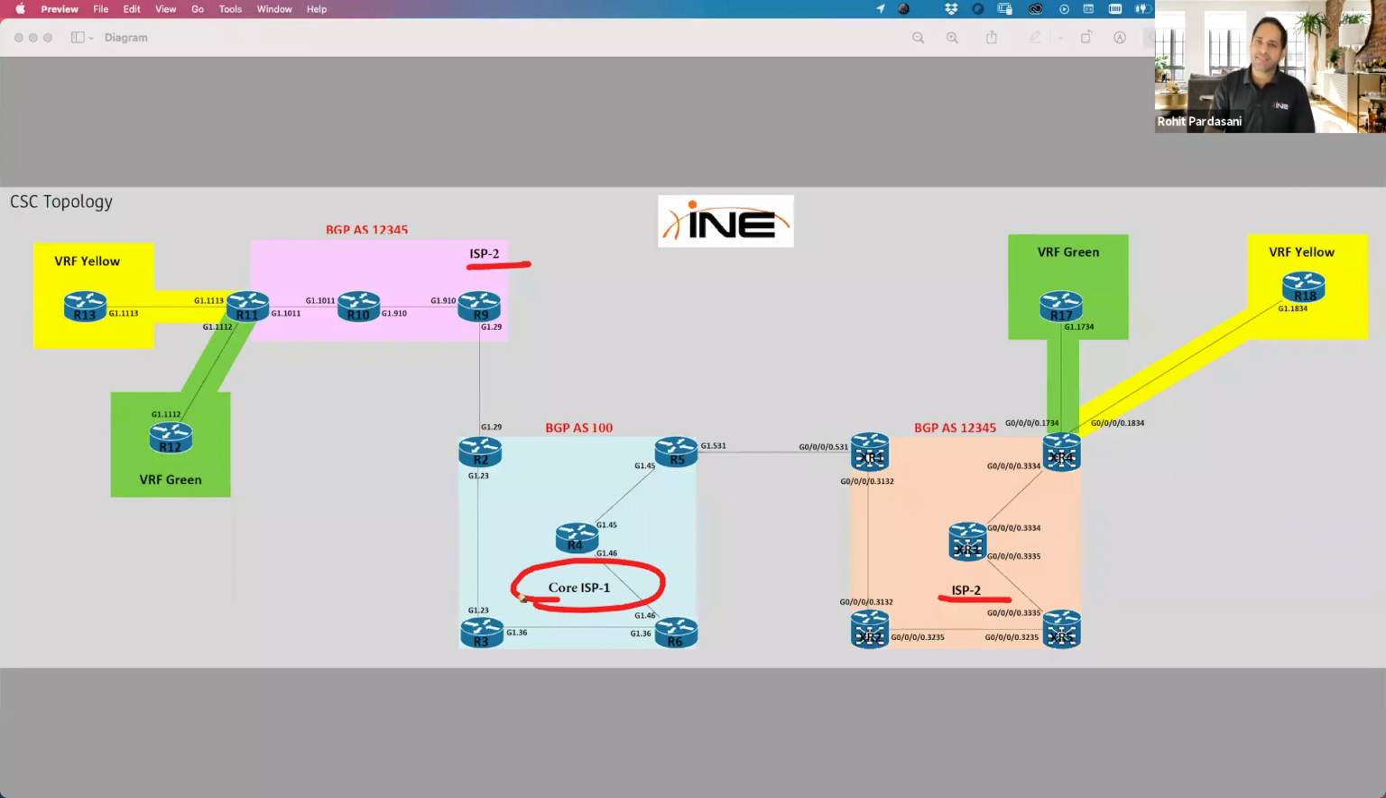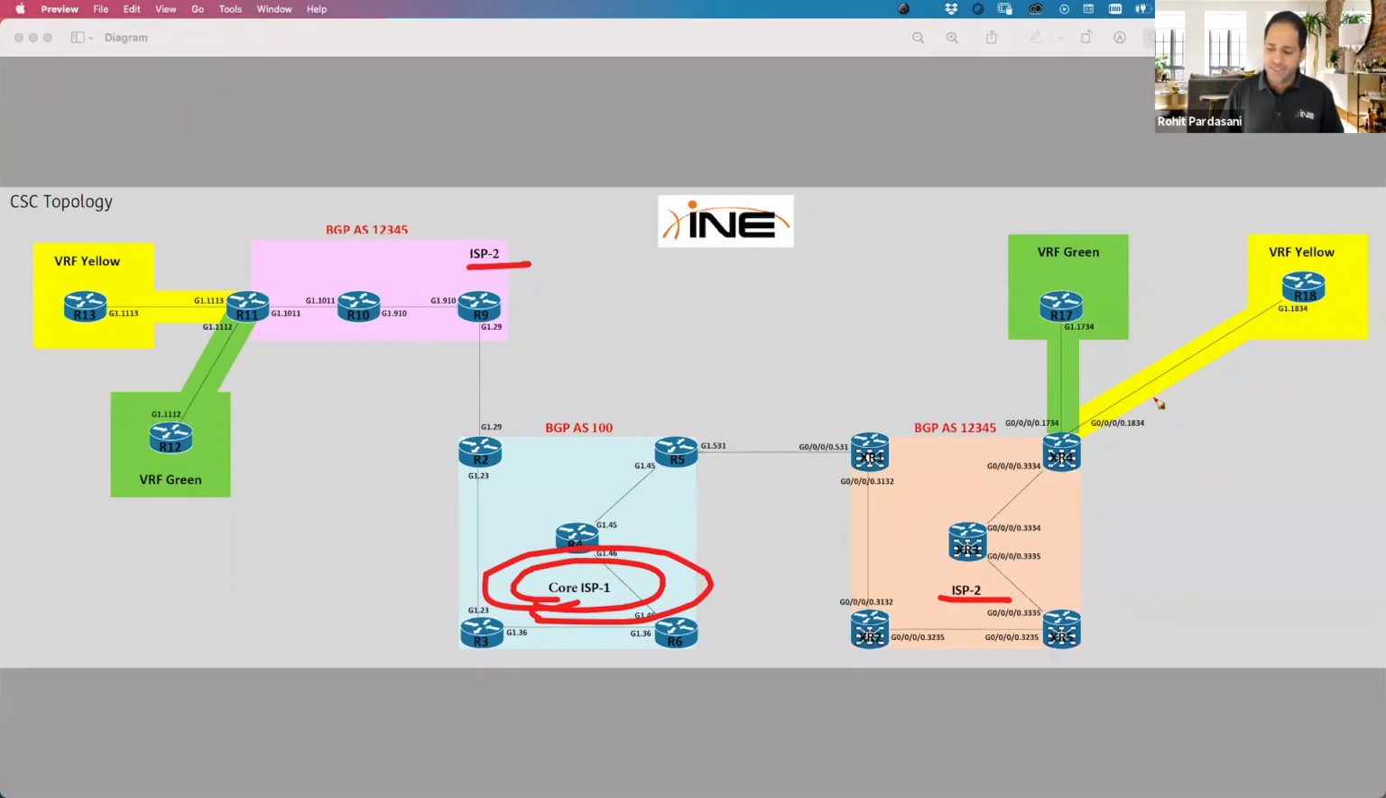So what happens with carrier supporting carrier is that I'm actually giving connectivity to customers of a smaller ISP through a bigger ISP. ISP 2 here would be called the customer carrier because he has a customer. And ISP 1 would be called the core carrier, which is giving connectivity to ISP 2, which is geographically separate. So ISP 1 is the core carrier, and ISP 2 on both sides is the customer carrier because they have customers.